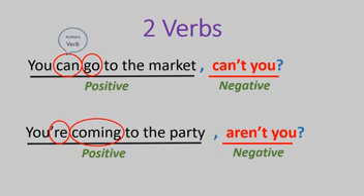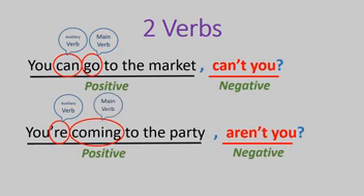So what do we see? An auxiliary verb which changes to its negative form and the main verb does not change. So can changes to can't and are, which is an auxiliary verb, changes to aren't and coming remains the same.